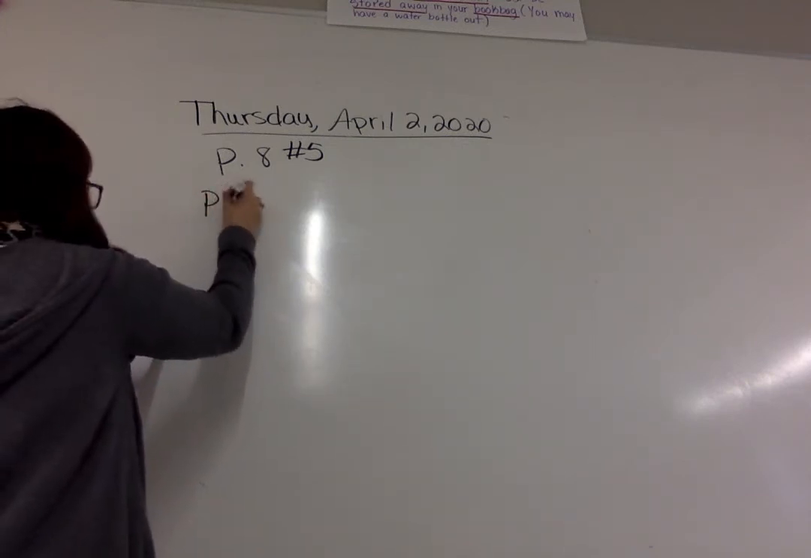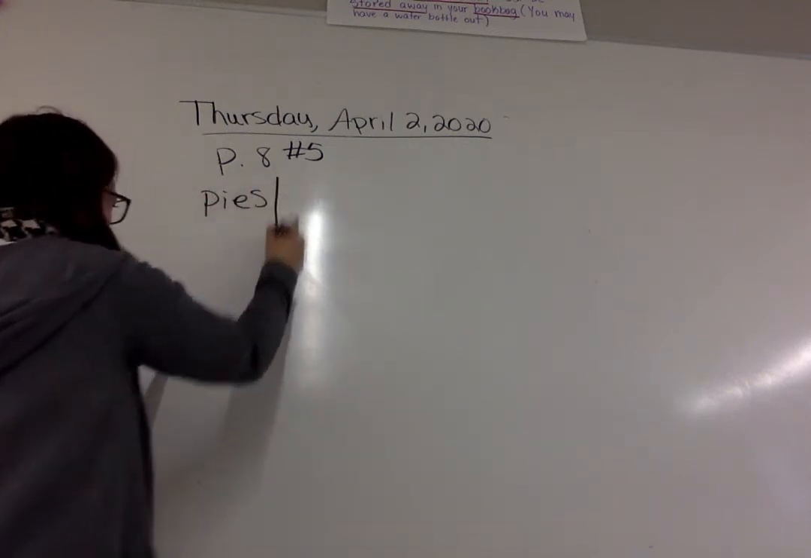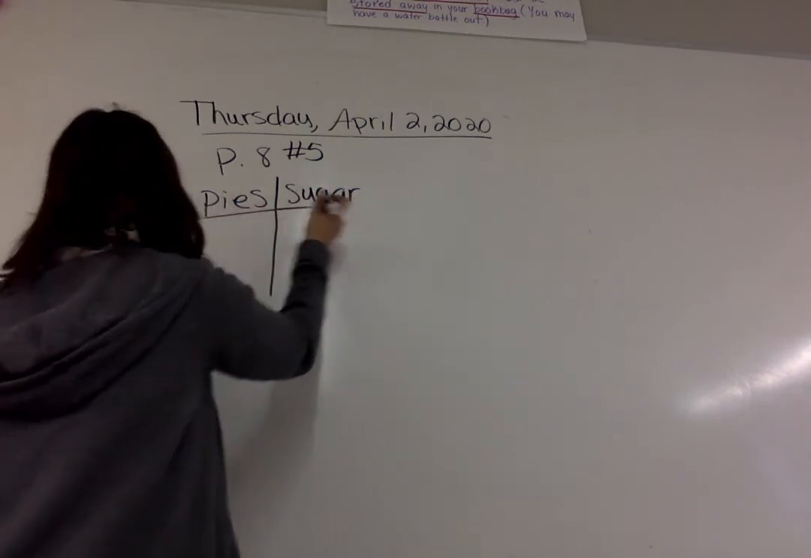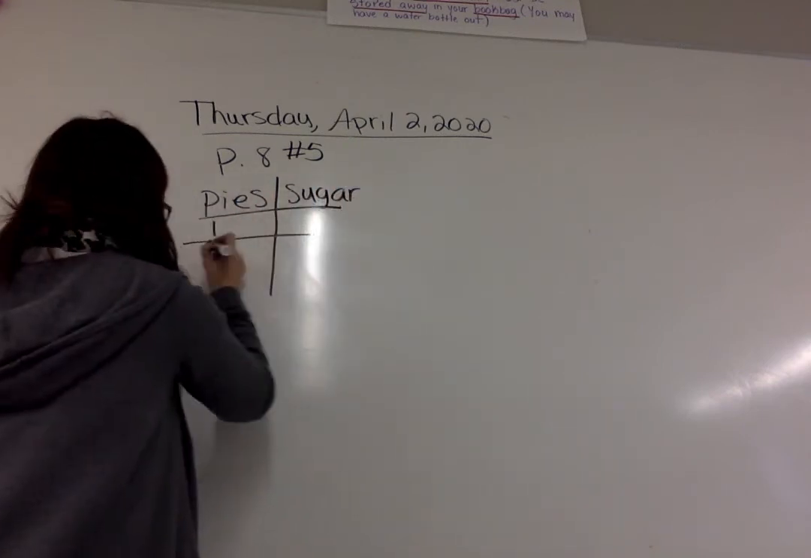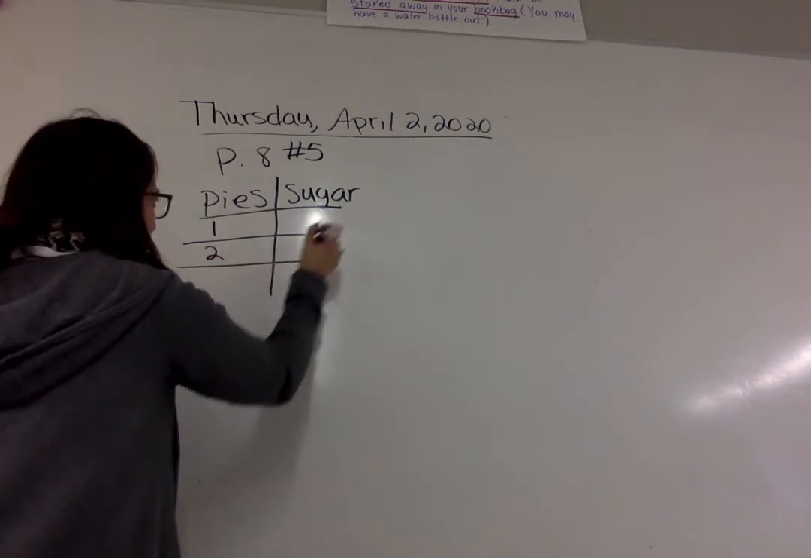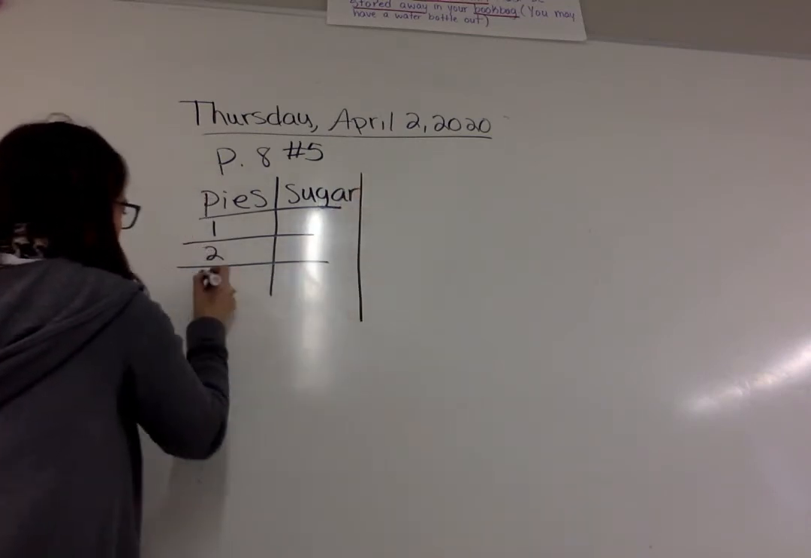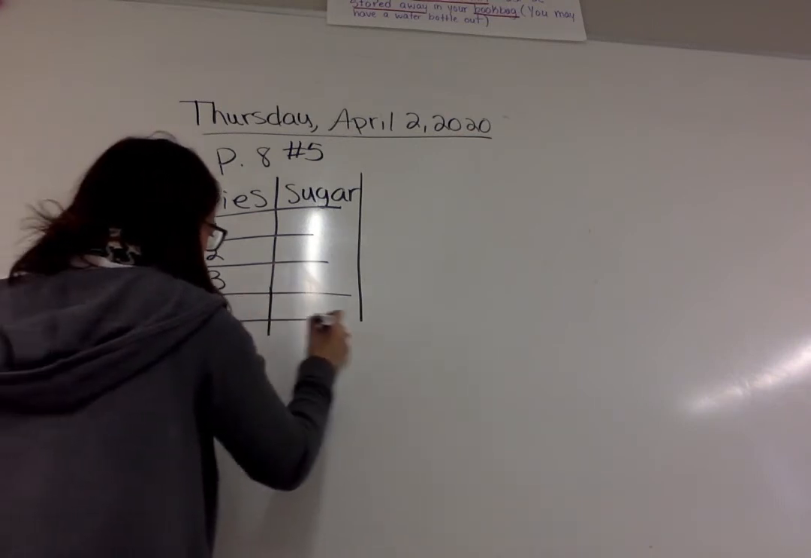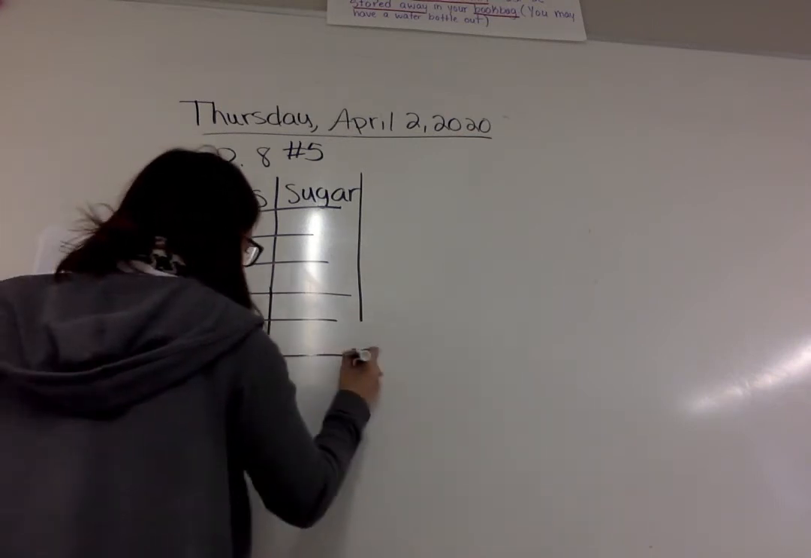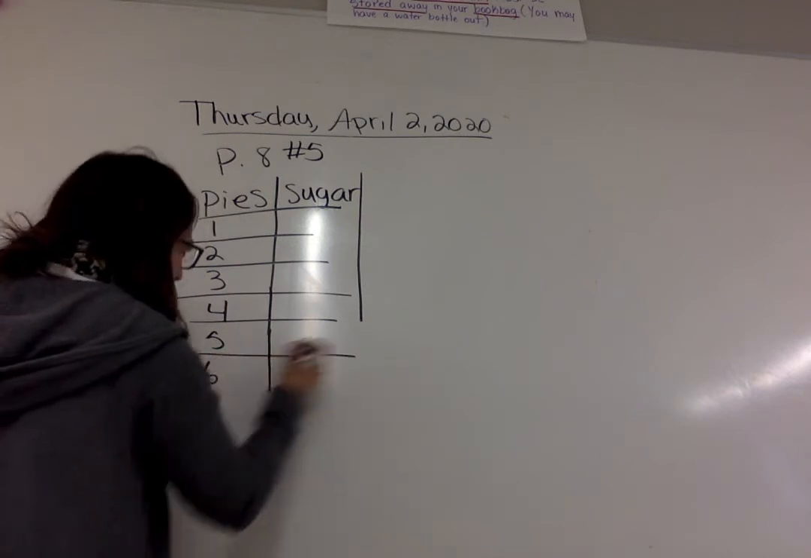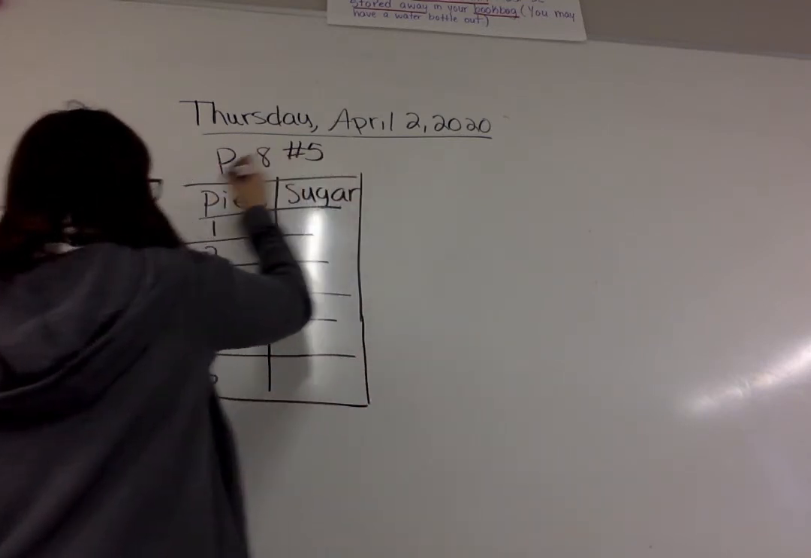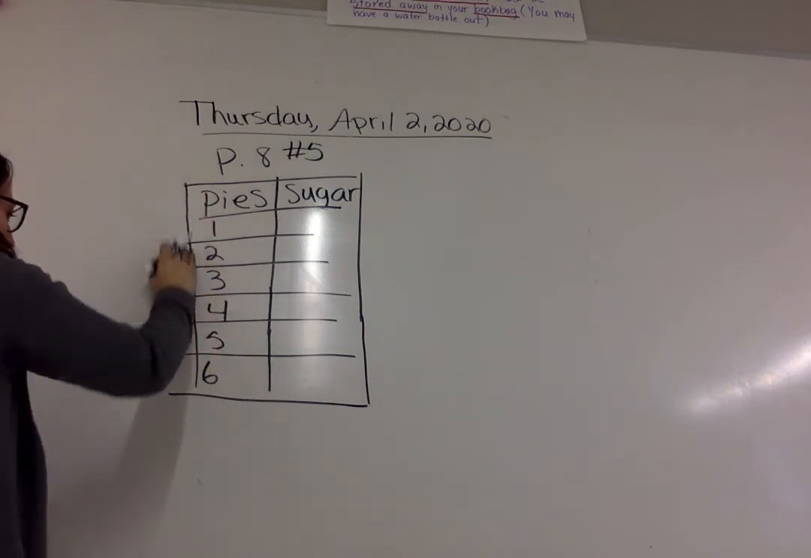So we have pie, and we have sugar, or it says cups of sugar on your paper. 1 pie, 2 pies. We're going to go all the way up to 6 on my chart. I'm sorry that the lines are not equal. I apologize. 3, 4, 5, 6. Okay, something like this is what your chart looks like. It's not 100%, but I did the best I could.